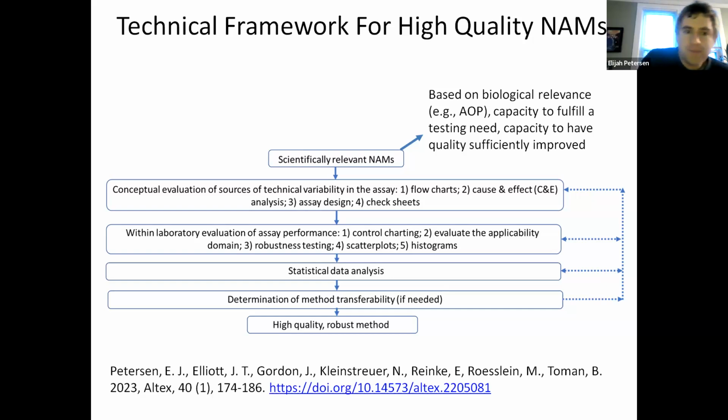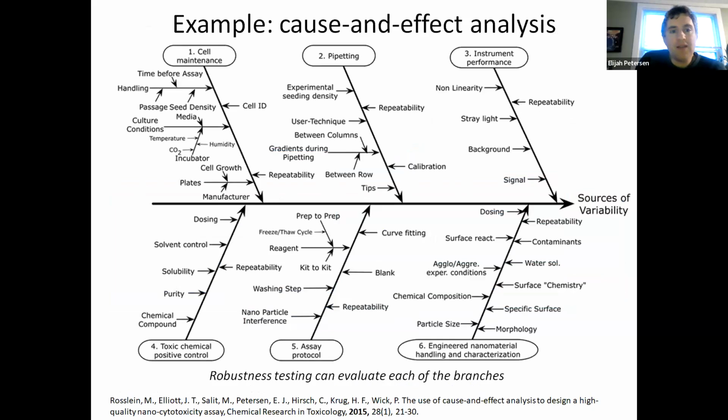So here's an example of a cause and effect analysis, where the details aren't as important here, it's more as a general idea. This is from an MTS assay, where in a cause and effect analysis, you branch out what you think are the key sources of variability. Each main branch is one of the key things. In this case, how you're handling the cells, the pipetting, the instrument, in this case a plate reader, and so forth. And then through robustness testing and further evaluation, or through control measurements, you could be evaluating some of these sources of variability.